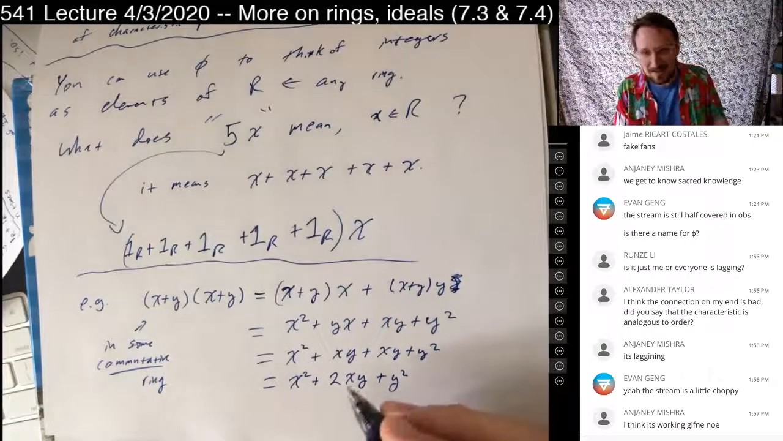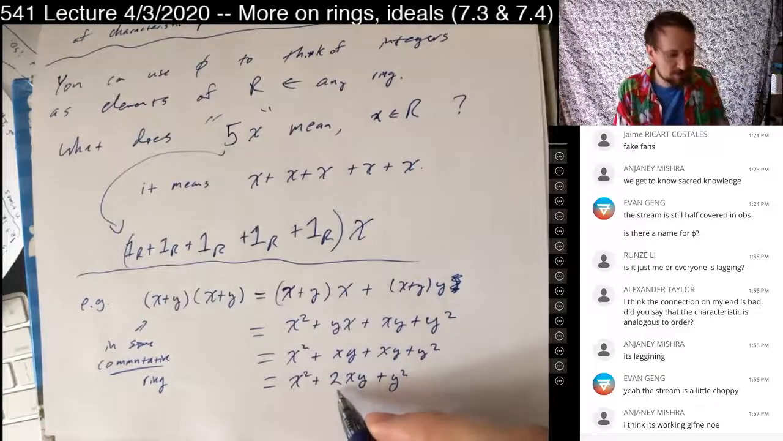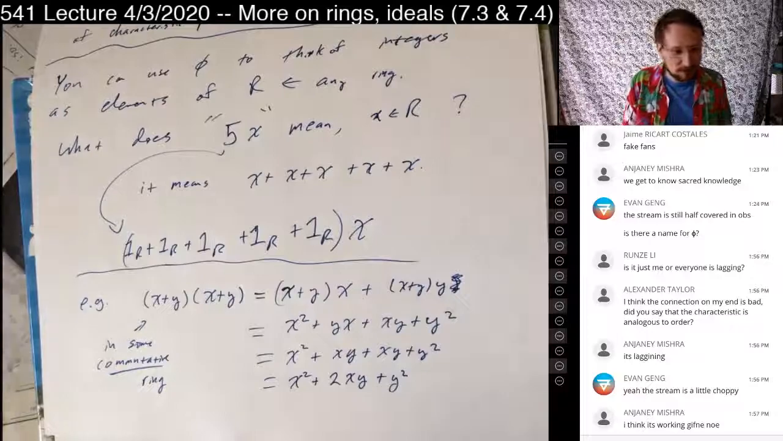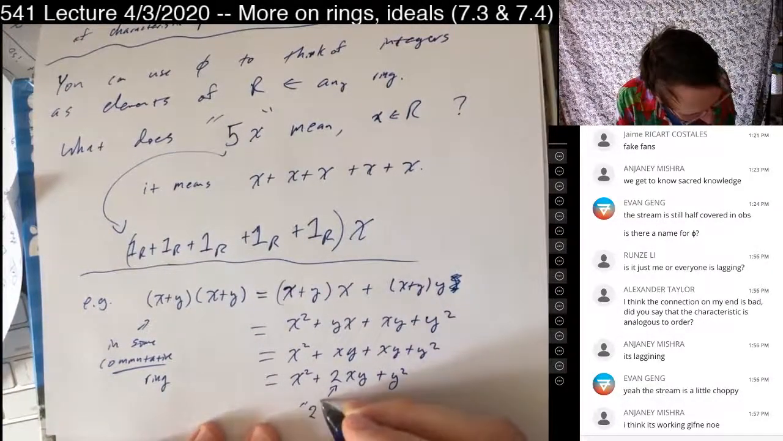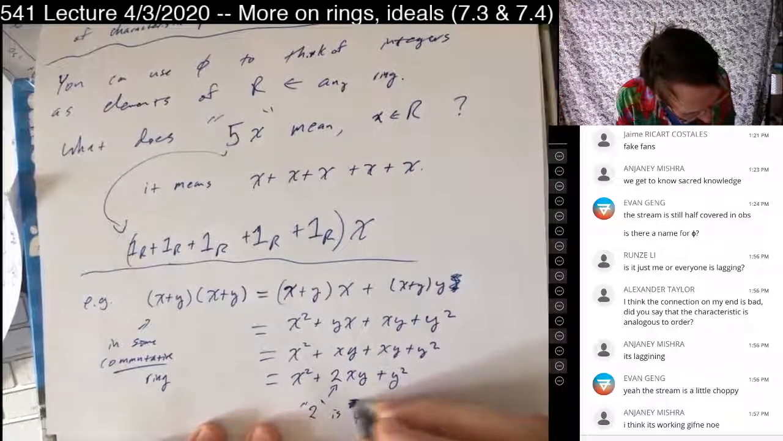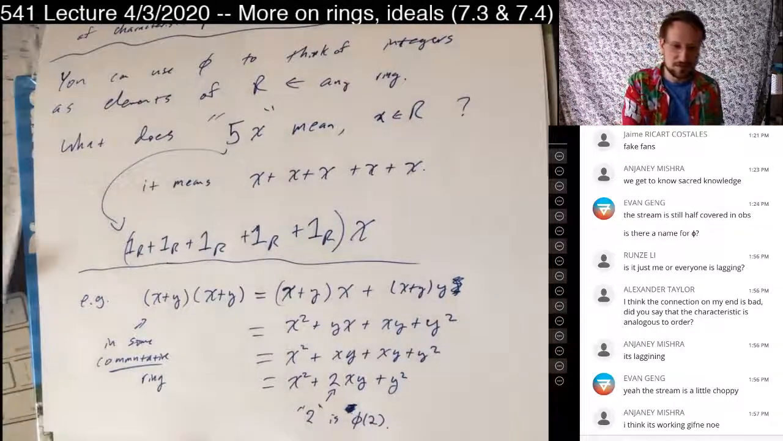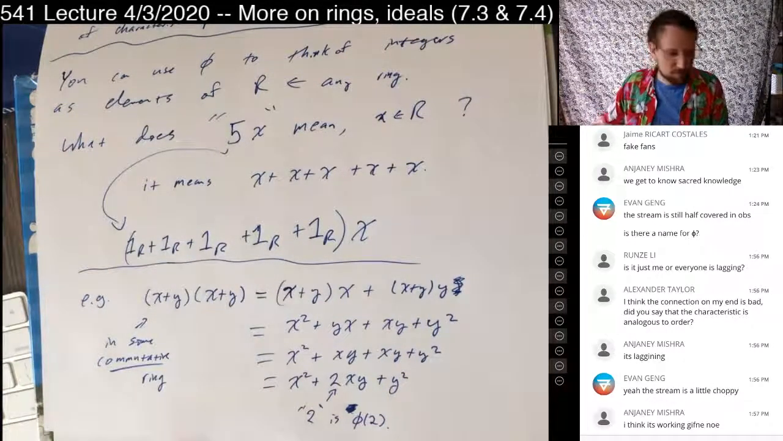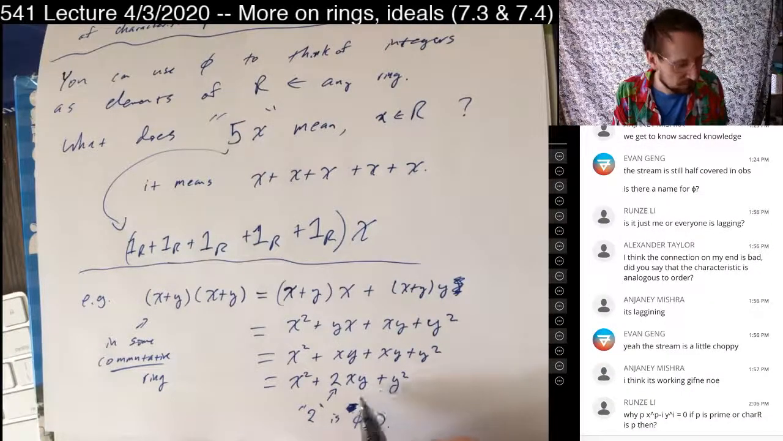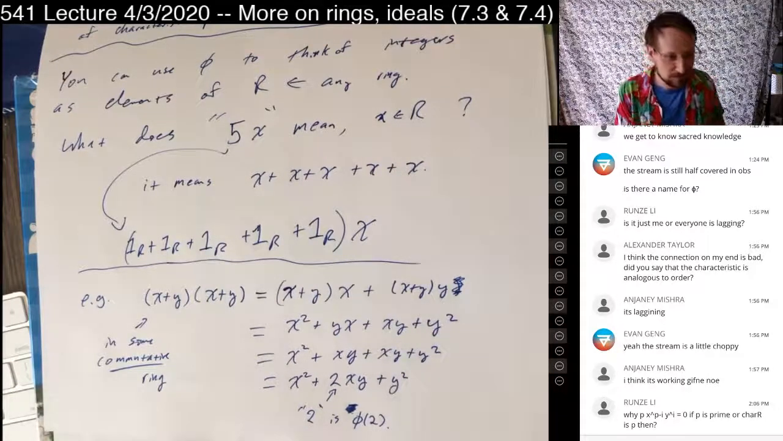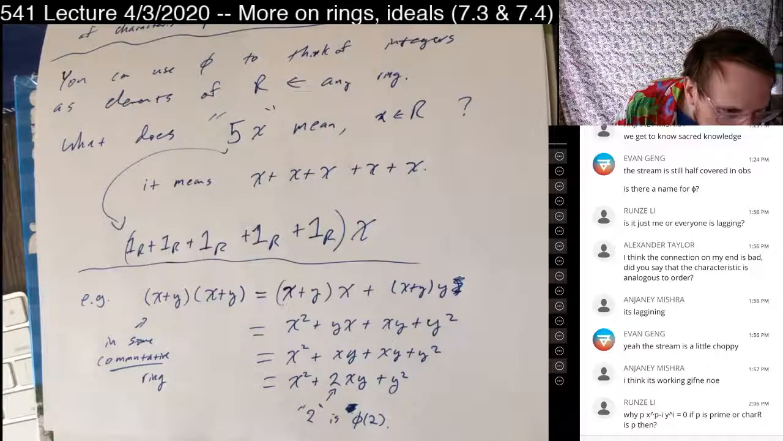But wait, does that make sense? What's 2? This is just some ring. I know what 2 is. Two is one plus one, where one is the multiplicative identity of the ring. So two is a well-defined thing. And what it really is, is phi of two, where phi is that homomorphism. So this kind of thing with the binomial theorem still makes sense. That's just the example of p equals two, right? If the ring had characteristic 2, meaning that 2 is equal to 0, then this would just go away and we would get, oh, x plus y squared is x squared plus y squared.